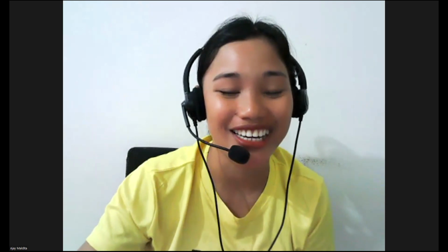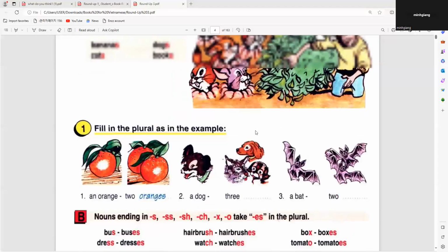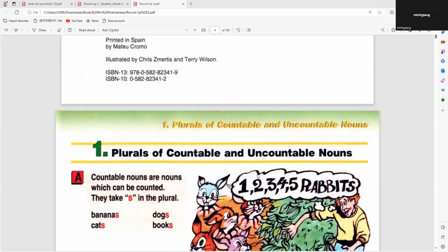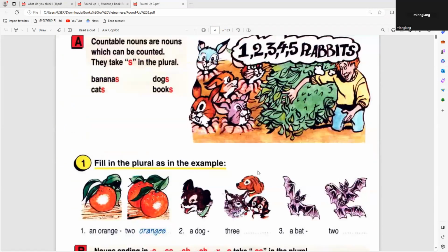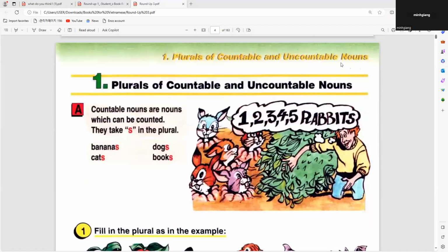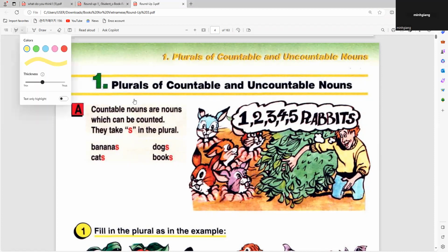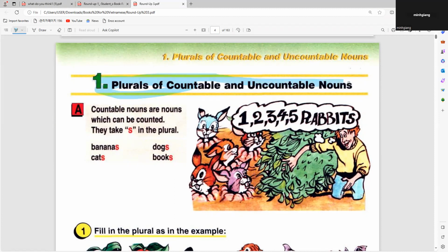Good job for that. Okay, so this time, are you ready now to study? Yes. That's good. Okay, so let's have our book. The name of our book is Round Up, number three. Okay, so this one is our plurals. I want you to read. Is that okay? Yes. Okay, please read plurals of.